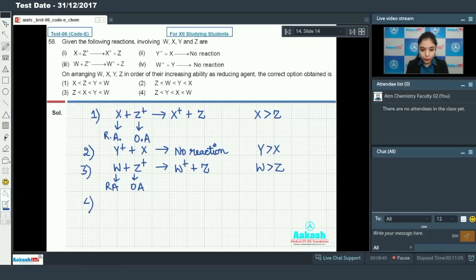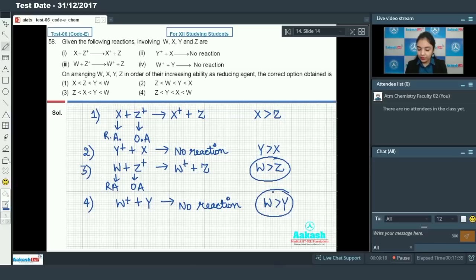Now in the fourth one we have W positive plus Y giving no reaction. So it means here Y is not able to reduce W plus, so W is the stronger reducing agent than Y. So you can see here W is a stronger reducing agent than Z and as well as than Y.